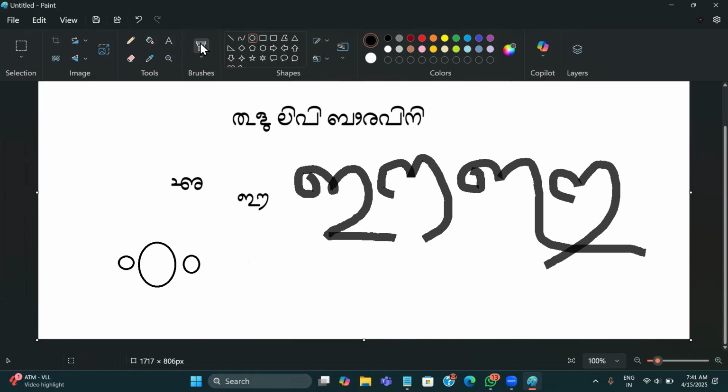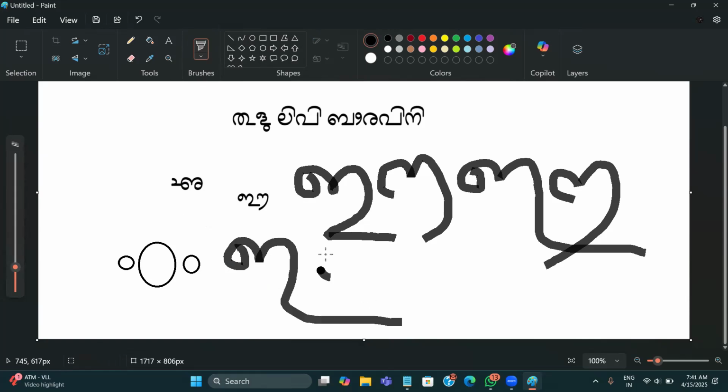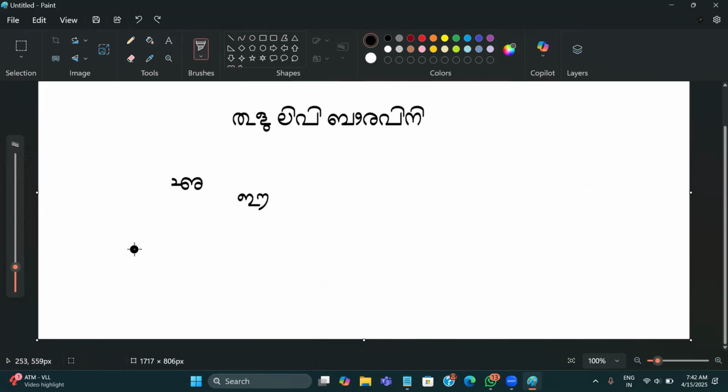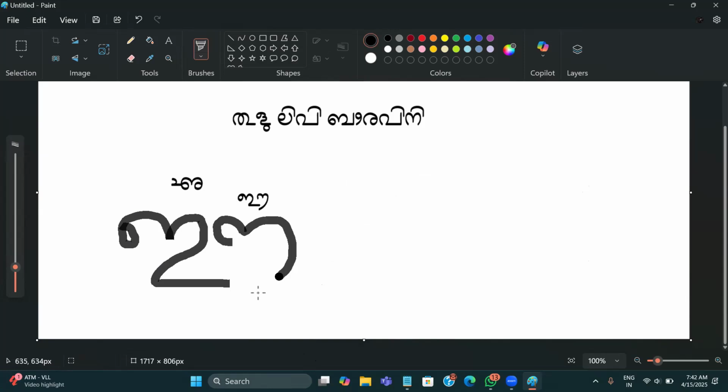And in some cases they have written like this also. Two curves are coming now. Sometimes they will use only a single curve. These are the different types of E's. I will show you again how to write this E. Two curves, next curves, two curves, like this.